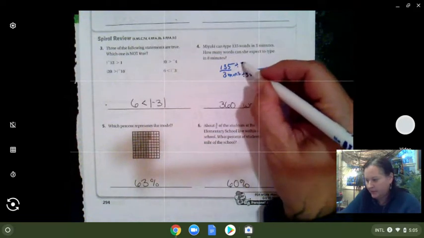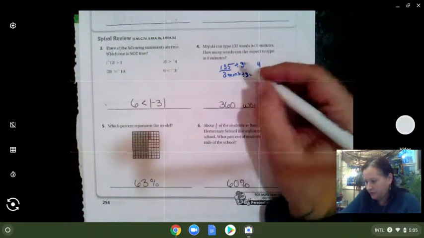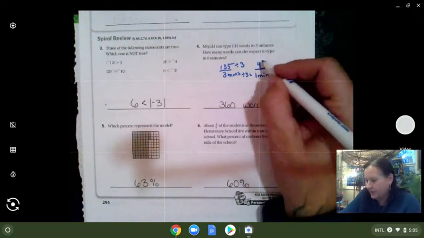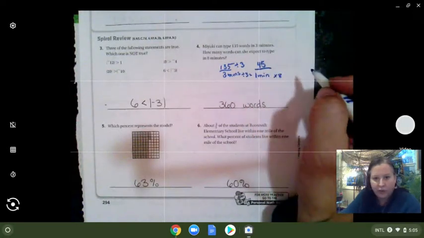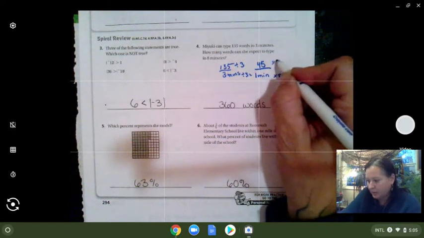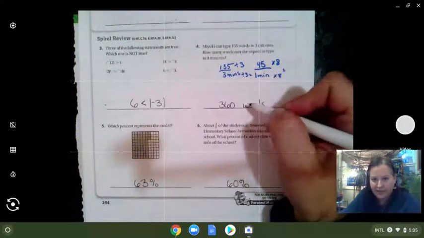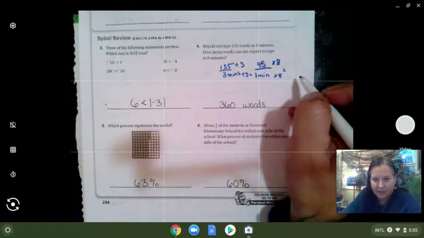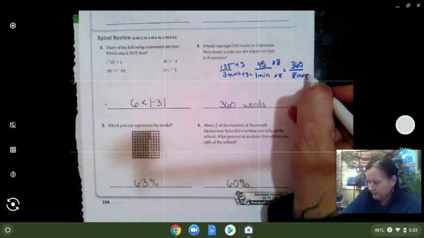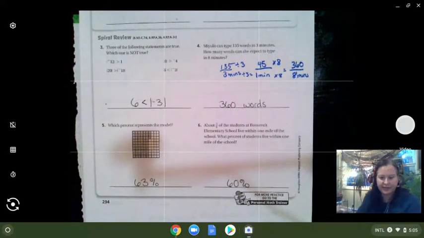When we divide this by 3, 3 will fit into 13 4 times with 1 left over. Then that 1 would go in front of the 5, so it'll be 3 into 15. So 45 words per minute. And we need to see how many in 8 minutes, so we're going to multiply the numerator and denominator by 8. 45 times 8 is 360 words in 8 minutes. So 360 words.